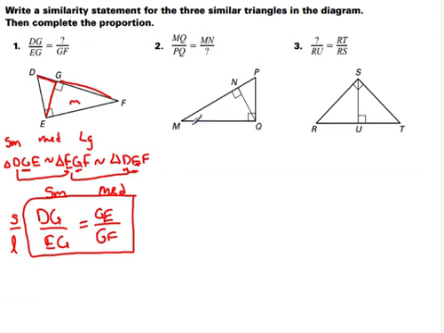Why don't you guys try a similar process? First write a similarity statement for the three triangles, then identify the missing piece in each of 2 and 3.